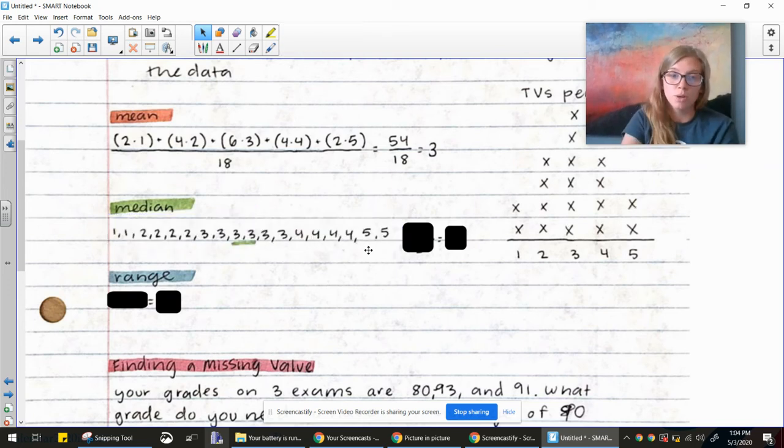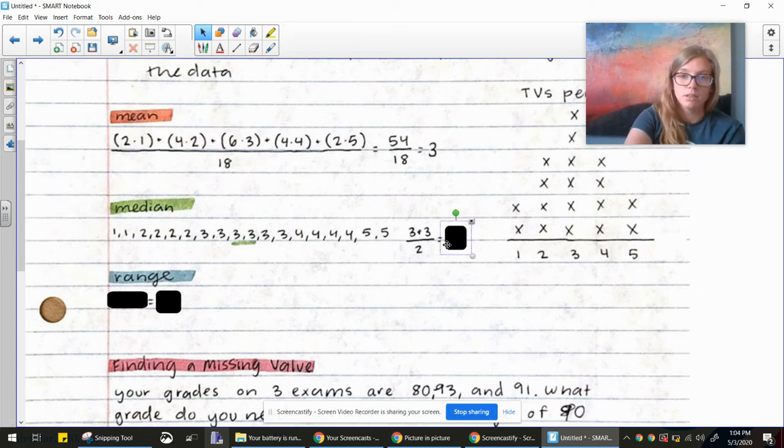So we have 1, 1, 2, 2, 2, 2, 3, 3, 3, 3, 3, 4, 4, 4, 4, 5, 5. If I work from the ends and find the middle number, I discover that my median is somewhere in between these two threes. I can use logic to know that 3 is the only number in between 3 and 3, or I can find the average of these two threes. 3 plus 3 is 6 divided by 2, because there are 2 terms, is 3.